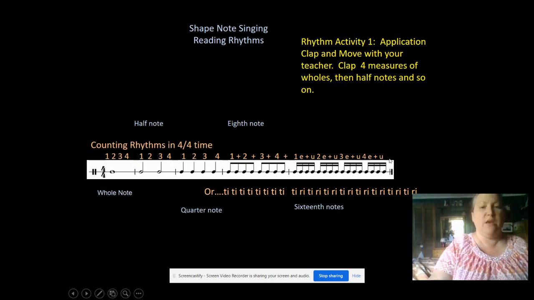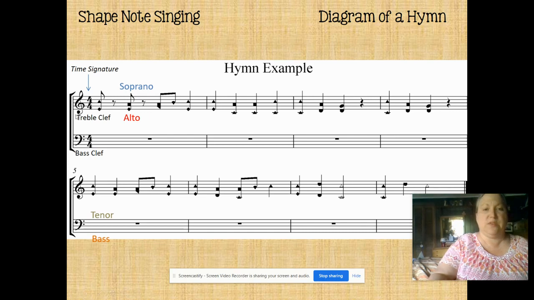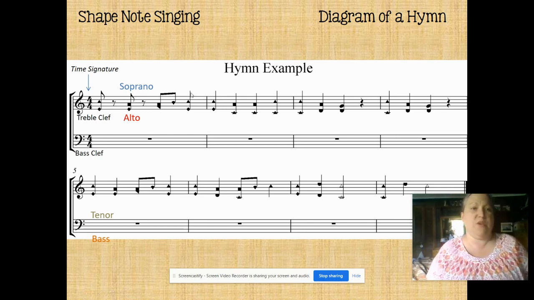So with shape notes, the only difference is the actual note head is going to change to a shape. Other than that, the rhythm is in the stem. So the stem is really what's telling you the different kind of rhythm that we're using.